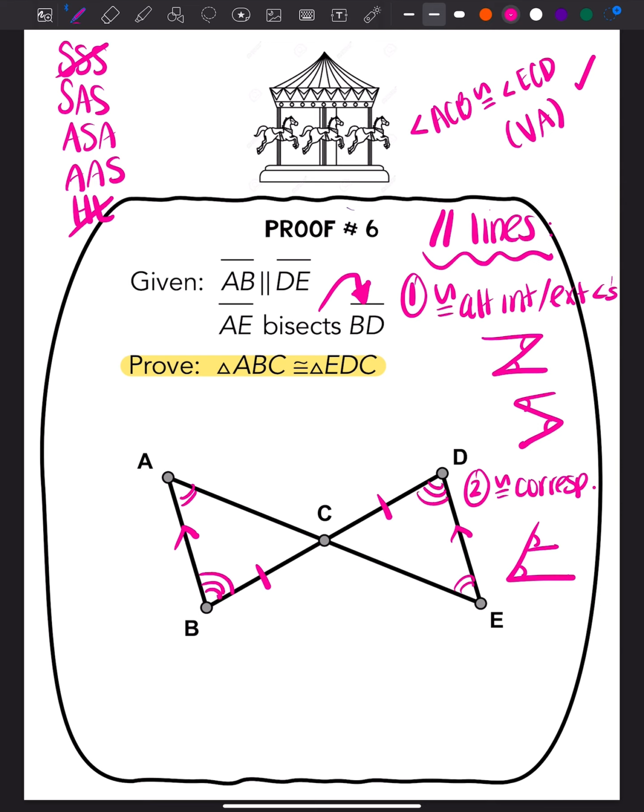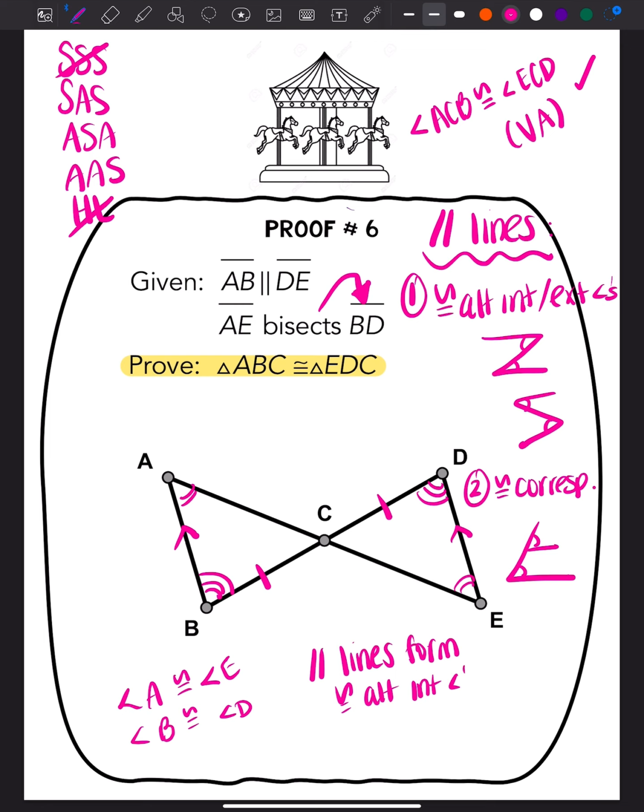I can say angle, angle, side, congruent to angle, angle, side. And the reason why I can say these angles, so angle A is congruent to angle E, and angle B is congruent to angle D. The reason why I can make these statements is because I know that's the job of parallel lines. If I have parallel lines, we know that they form congruent alternate interior angles. So I'm going to make one or two or both of these statements, and then my reason will be this.